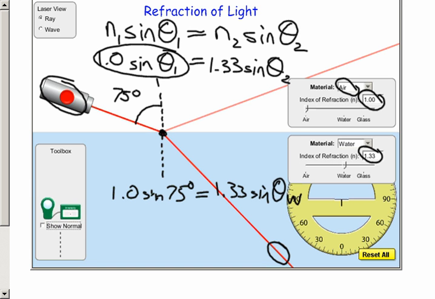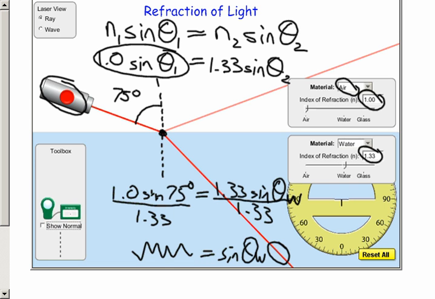If we go to the mathematics here, we would divide both sides by 1.33. That leaves us with the sine of the angle in the water. And that would be some sort of number based on whatever that turns out to be. And then if you take the inverse sine of both sides, we end up with that coming out to be about 45 degrees or so.